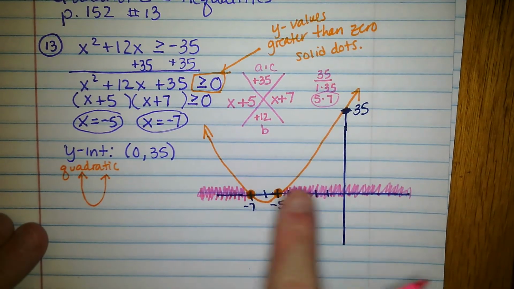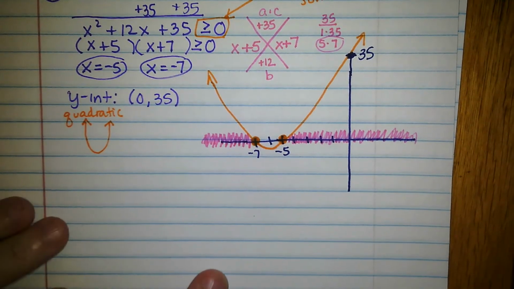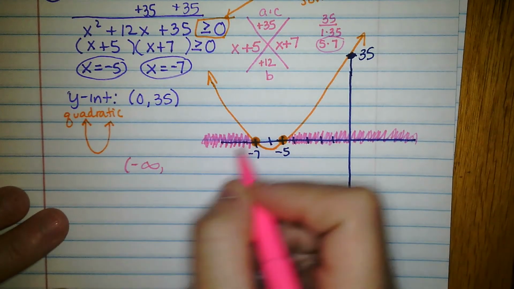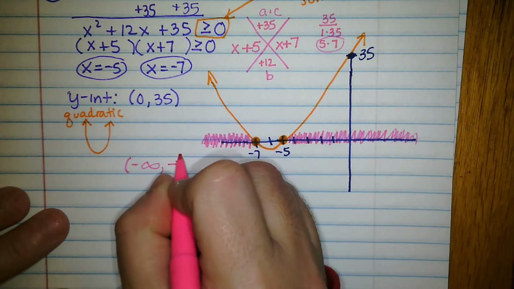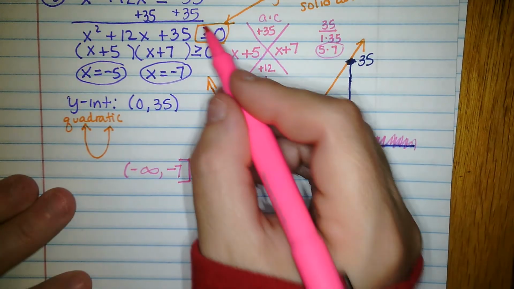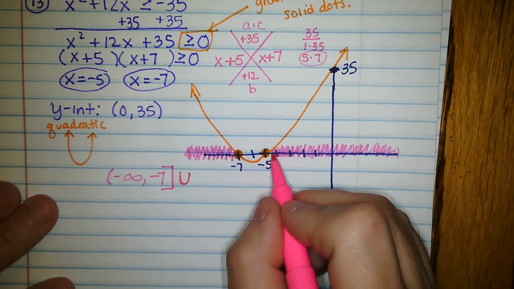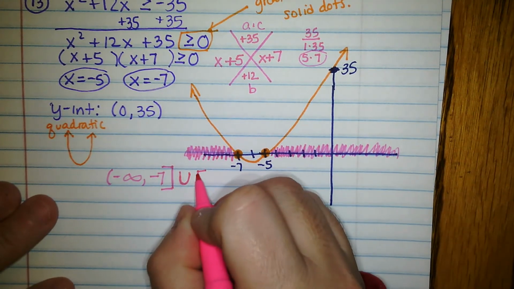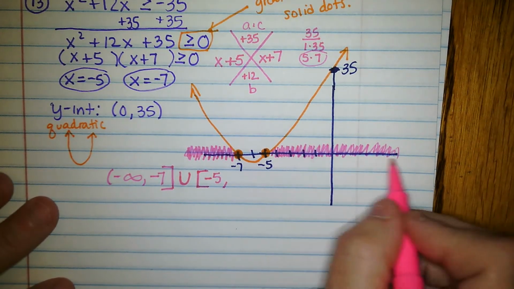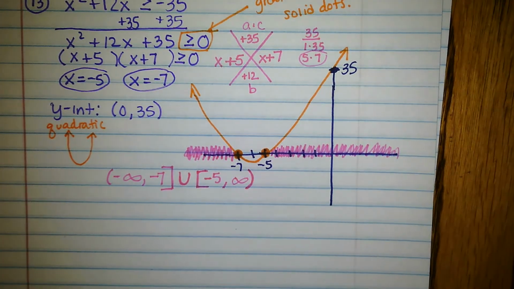So I have 2 separate regions or sections, so that means that we're going to need a union as part of our solution. This is a -infinity, so you use a parenthesis, and a -7, and we use a bracket. And the reason why we're using a bracket is because it's a solid, because it equals. Then we're going to union, and we're going to do the other part, and the other part is from -5 to +infinity. And again, we're using a bracket because that -5 is a solid dot, and infinity is always a parenthesis. So this is your final answer for number 13.